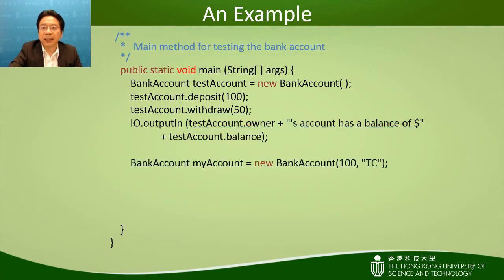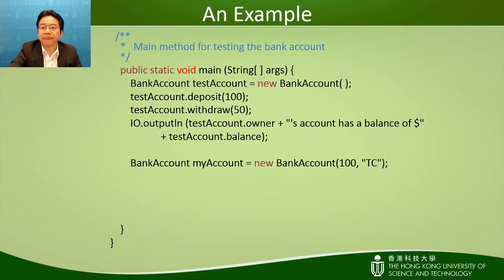I want also to create another account for myself. Let's call this my account. Again, the keyword new before a constructor is used to create a new bank account. Notice that although the name of the constructor is the same as before, two parameters are used in invoking this constructor. The compiler can tell that we are using the second constructor by examining the number and types of parameters. In this case, the initial balance is set to 100 and the name of the owner is set to TC. That is my name.